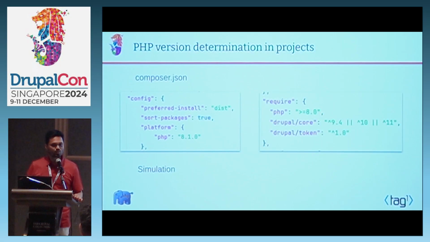The second place where you can provide the PHP version is with the require key. Inside the require key, it basically enforces the PHP version. So in this case, Composer will not even download a package if it is not supported by a version greater than 8.0. That is from the Metatag module.